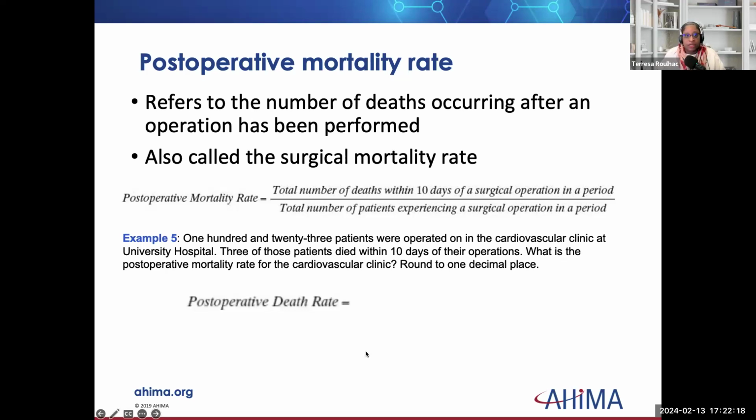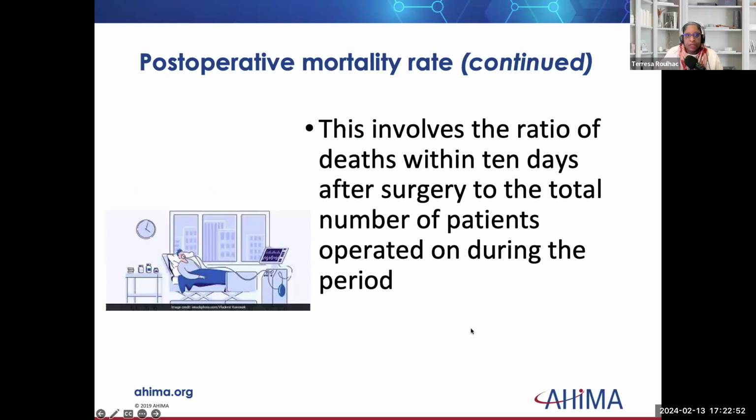Start off with the post-operative death rate. We know that there were three patients that died within 10 days of the 123 patients. Again, with your calculations, right? So at this particular cardiovascular clinic, which is actually pretty good, 2.4%. And the reason I say that is because heart cases, that is a very good rate. Trust me, that's a very good rate. Okay. Now, the calculation involves looking at the number of deaths within 10 days, right?